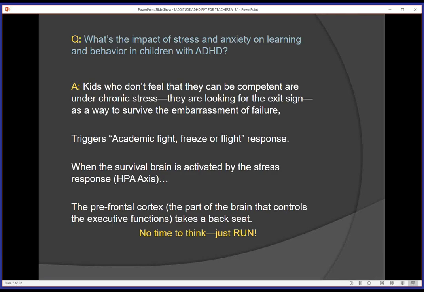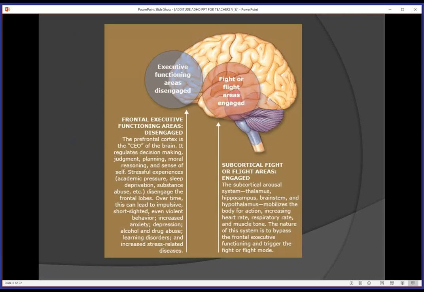We're built biologically with the ability to escape danger by having our brain and our body respond to danger in a different way from that which we respond to competence. And it's important to think about that when kids are in school.